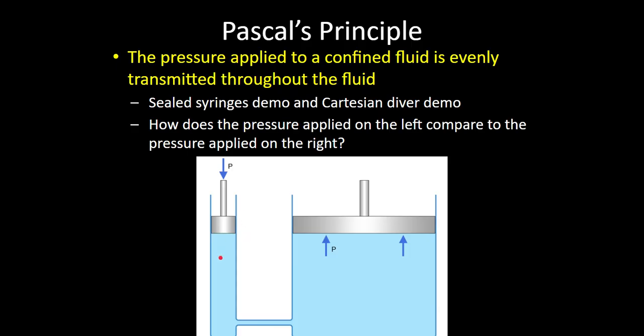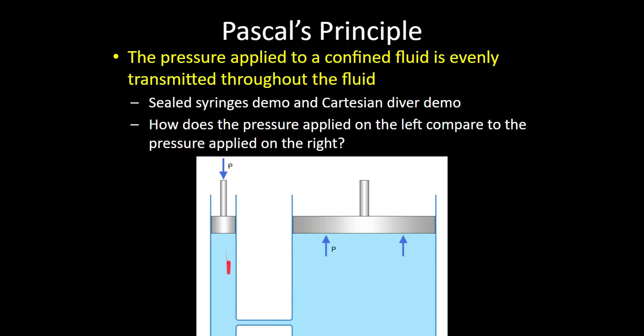But the idea is it's a contained fluid, and when you contain a fluid, whatever pressure you exert on one side, you get the exact same pressure on the other side. So you can manipulate force and area. This is one of the problems we'll come across. So how does the pressure applied on the left compare to the pressure on the right?